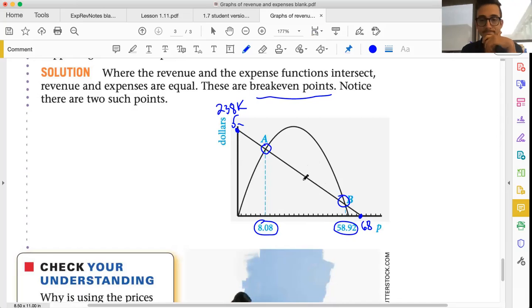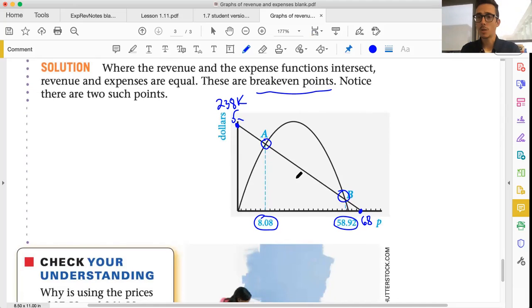Right. Yep. So the break-even points are those 2 points. So boom, there you go. 2 points where we would break even. Again, we're always aiming for more revenue than expenses, but that helps.